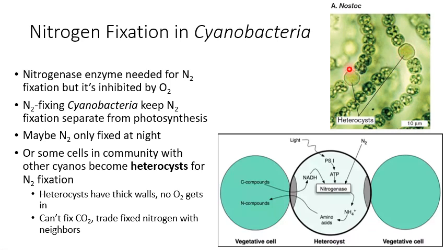So you can see they're larger than the cells around them, and you can see the really thick cell wall that they have. They don't have all of those membrane invaginations, since they're not doing as much photosynthesis as their neighbors. And then in this diagram you can see that the neighboring cyanobacterial cells are fixing carbon and transporting those fixed carbon compounds like glucose into the heterocyst. The heterocyst, meanwhile, is fixing nitrogen and transporting that out as ammonia or as amino acids to its neighbors.